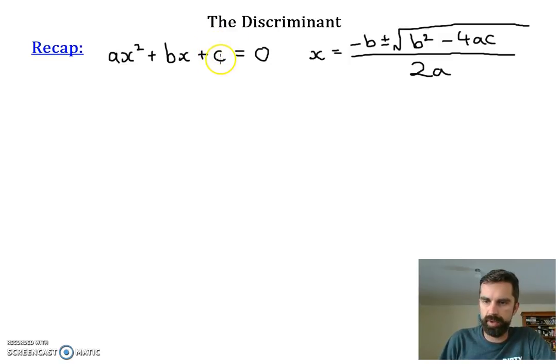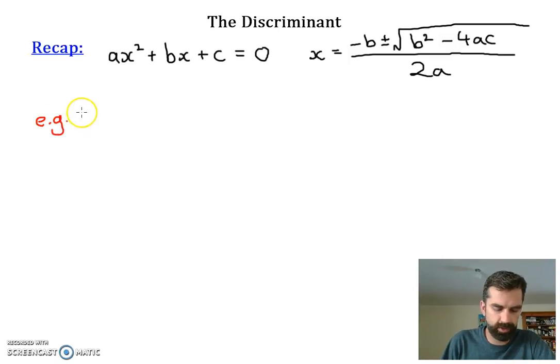What I want to do first of all is just look at a few things that can happen when we're using this formula, and that'll lead into this idea of the discriminant. So first of all, let's just consider our example from the last video. Don't worry about writing this down yet unless you really want to. This is just to illustrate what the discriminant means.